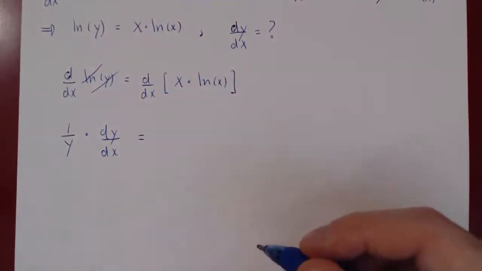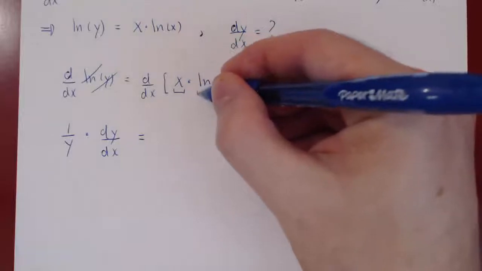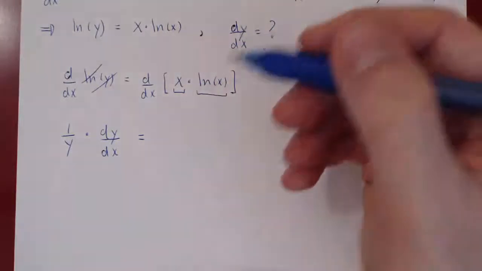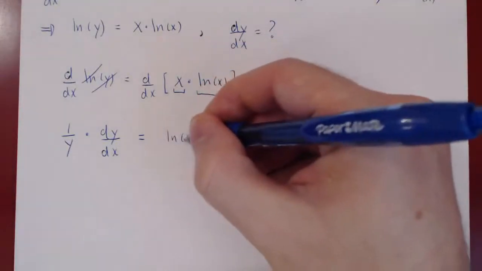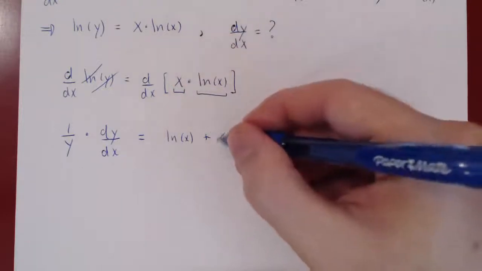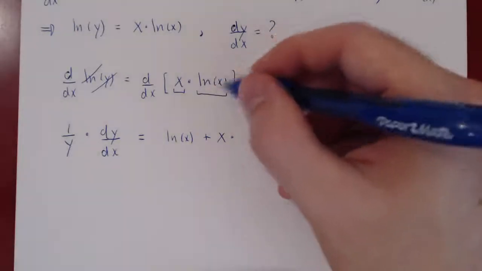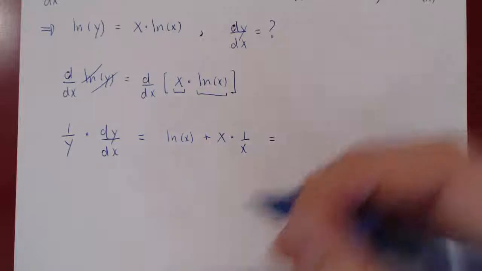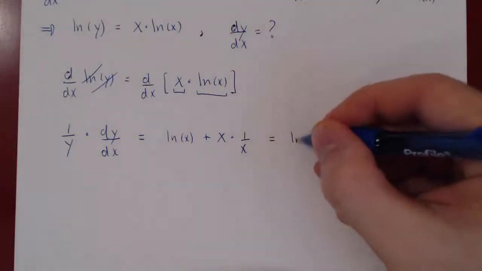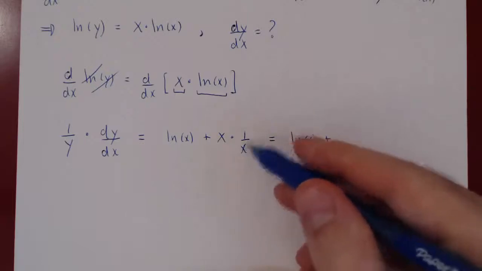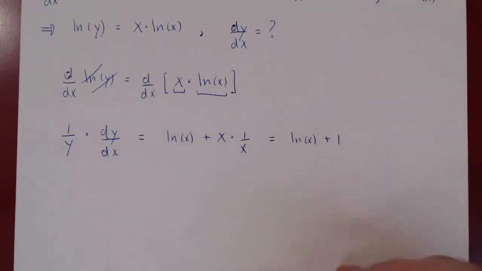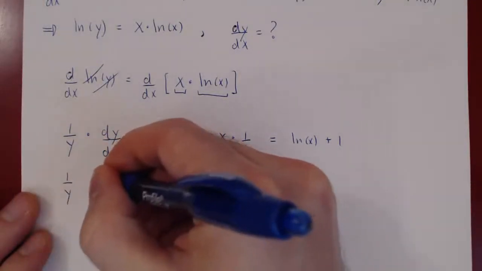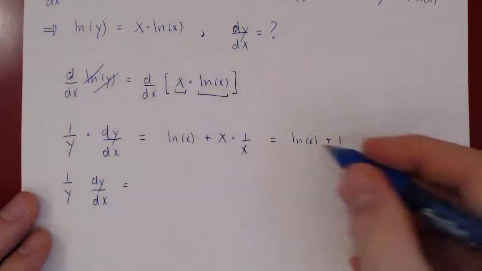Now the right-hand side. Well, here we have a simple product between x and ln of x, and so we use the product rule. Derivative of the first function is 1 times ln of x plus the first function x times the derivative of ln of x, the second function. But the derivative of ln of x is 1 over x. And we can simplify a little bit. Ln of x stays ln of x plus, well, x times 1 over x is just 1. So we have ln of x plus 1. So if we rewrite this, 1 over y dy over dx is simply ln of x plus 1.